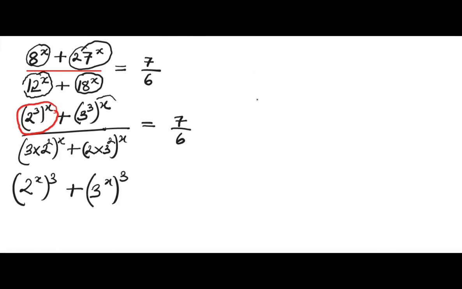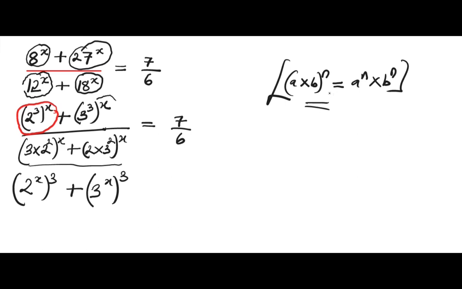Now if you consider this identity also, a times b raised to the power of n, which is equal to a raised to the power of n times b raised to the power of n. If you consider this identity, this is what we are going to apply in this denominator. Okay, so let's apply this to this denominator. So this will be divided by 3 raised to the power of x times 2 raised to the power of 2 times x.